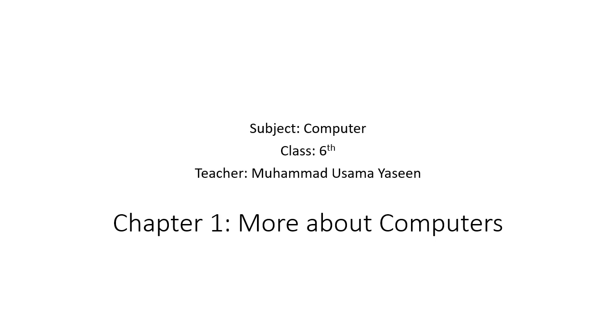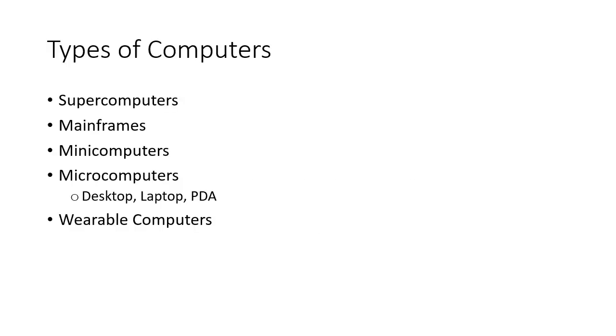The name of this chapter is More About Computers. Our main objectives will be to learn the types of computer, peripheral devices, and the memory of computer. You may have heard about the types of computers. We will discuss each and every one of them in detail. Let's take a look at some of them.